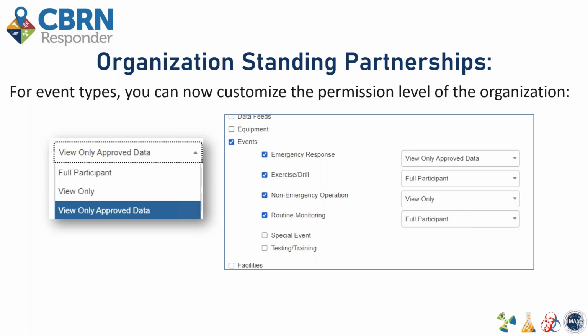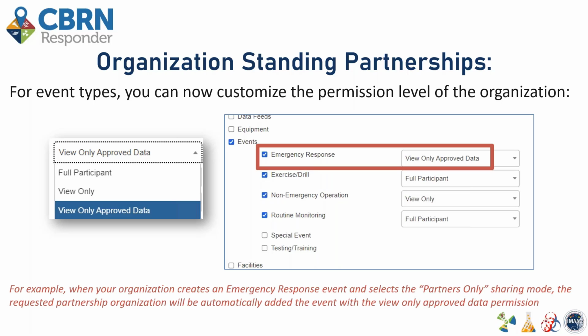For event types, you can now customize the permission level of the organization. Previously, if you shared events with your partners, they were all given the full participant role. Now you can customize that to be either full participant, view only, or view only approved data. So for example here, when your organization creates an emergency response event and selects the partners only sharing mode, the requested partnership organization will be automatically added to the event, and they will have the view only approved data role.